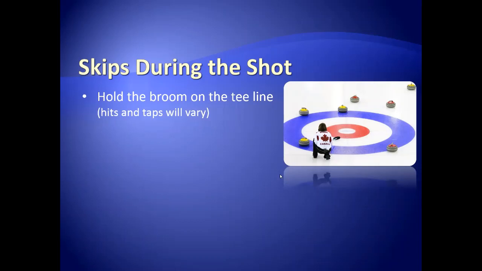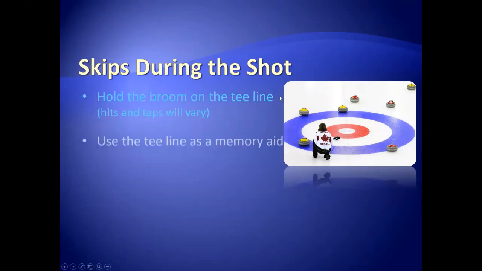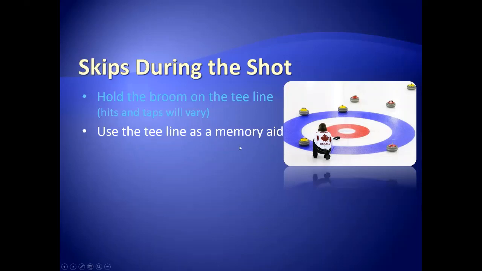We're going to use the sheet to measure so that we can be exact and consistent and precise in our expectation of the curl. So in any game, if I walk up to you and you're the skip and it's the middle of the game and I say, how much is it curling? You should be able to tell me an exact number. It's curling about 3.5 feet, right? You should be able to know that number because you can measure it on the tee line, as well as a memory aid.